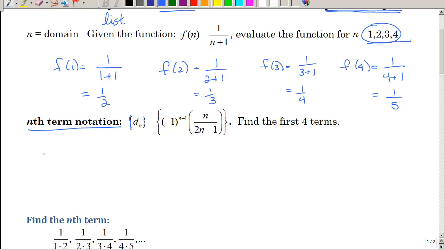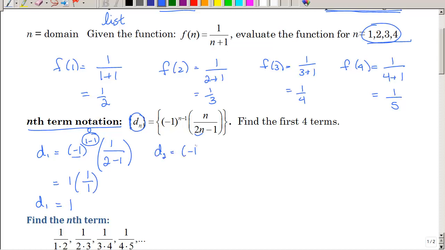So for the first term, n is going to be 1. We're going to use those subscripts: d sub 1 equals -1 to the 1 minus 1, times 1 over 2 times 1 minus 1. What's going to happen with this exponent? That's going to be 0. Anything, any base raised to the 0 power, is +1, so that's going to be +1, and that's going to be 1 over 1, which is 1. So the first term is 1.